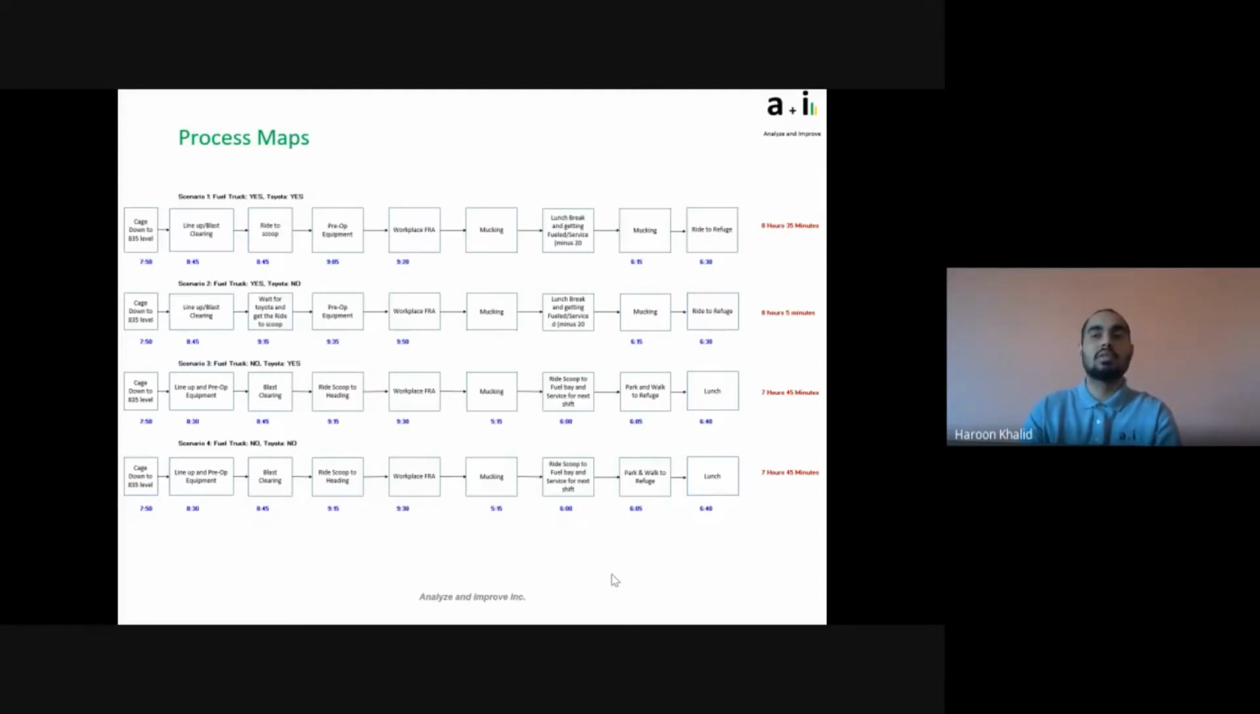And it goes through each of the different 4 scenarios, but on the right-hand side is where you can see the total number of value-added hours we were expecting given the scenario, as well as the time spent roughly on each of the activities throughout the day.